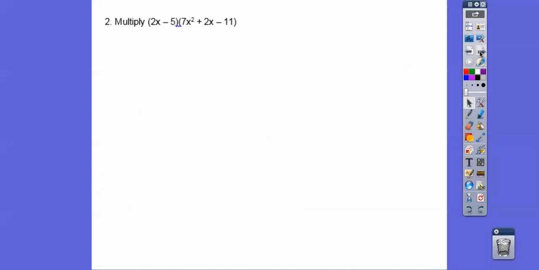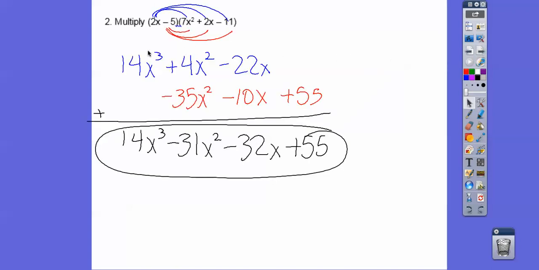All right, again, sorry about my messy writing. Okay, and again, you can see my messy writing. So put the 2x through, and then put the -5 through, and then I like to line them up right underneath each other with like terms. So hopefully I got it right.